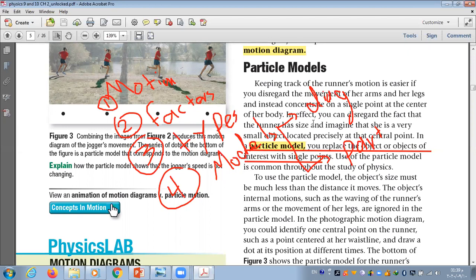Then we came to the models that we can use to represent motion. We said the first model is the motion diagram. A motion diagram is a series of images that represents the position of the moving object, like this runner. Then we talked about the particle model, which is based on the motion diagram. How? The object of interest now, what we care about, is the motion of the girl. So we replace the girl with simple dots or single points. This means the particle model.